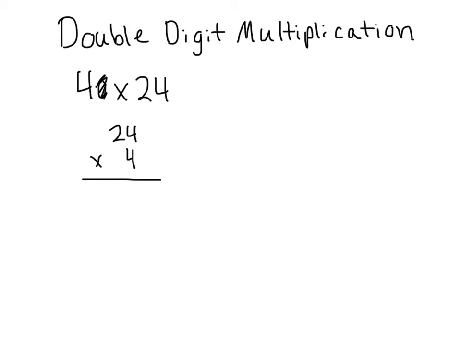24 times 4, 4 times 4 is 16. Using our standard algorithm here, 2 times 4 is 8 plus 1 is 9. And since we had a 0, we need to put that 0 right on back at the end. So the answer to 40 times 24 is 960.